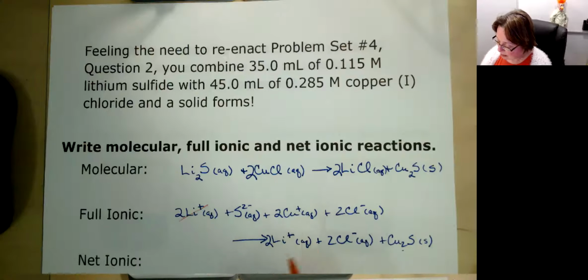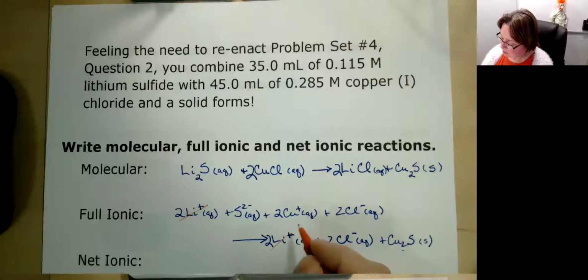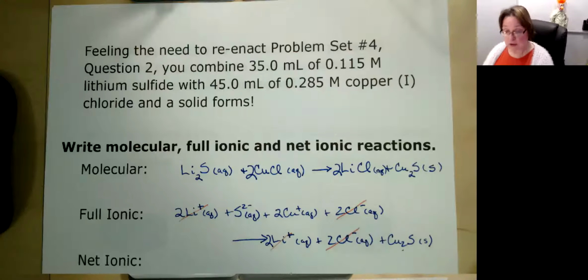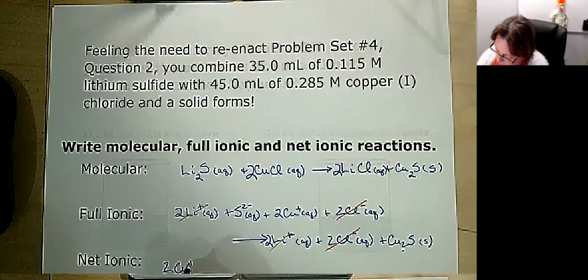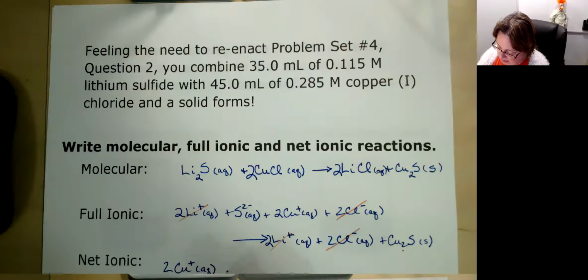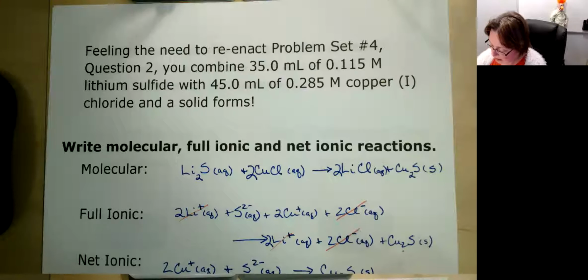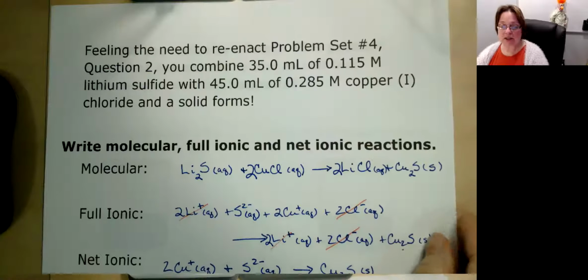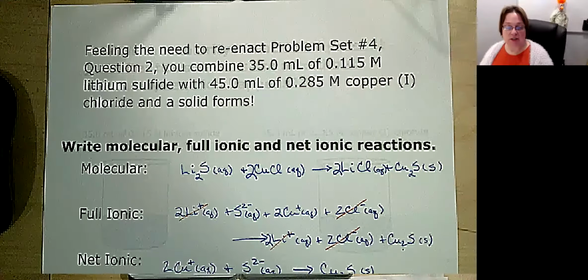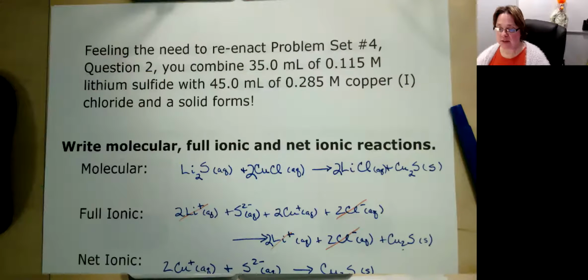We have 2 lithium ions on both sides and we have 2 chlorine ions on both sides. So they won't be part of our net process. Our net process is 2 copper 1 ions, aqueous, plus a sulfide ion, aqueous, makes copper 1 sulfide solid. All right, so that is the first part of the problem, understanding what's going on with our system.